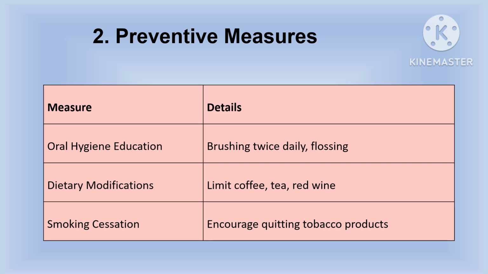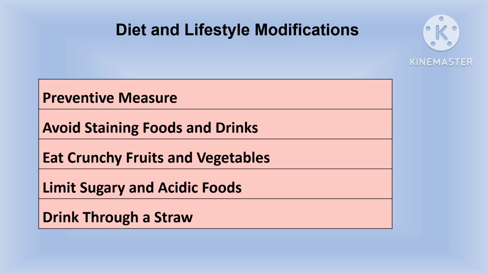In the management of extrinsic stains, preventive measures play a crucial role. These include three main strategies. First is oral hygiene education. Encourage the patient to brush twice daily using a soft bristle toothbrush and fluoride toothpaste. Flossing should also be a part of their daily routine. The patient should be advised to reduce the consumption of stain producing items like coffee, tea or red wine or other pigmented foods. Patients should also be guided to quit smoking or using tobacco products.